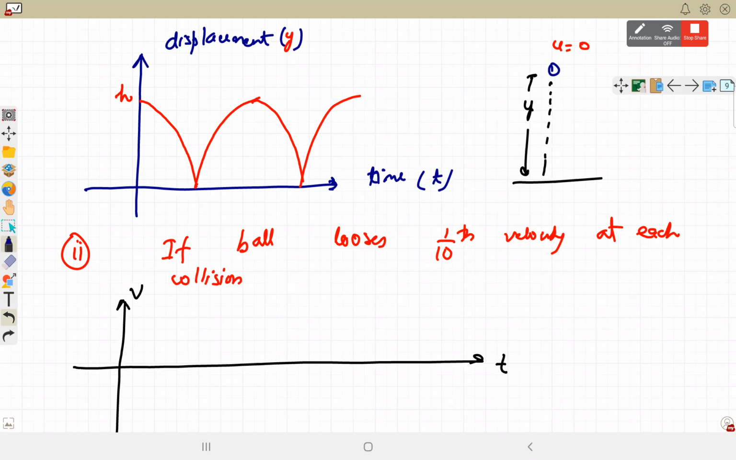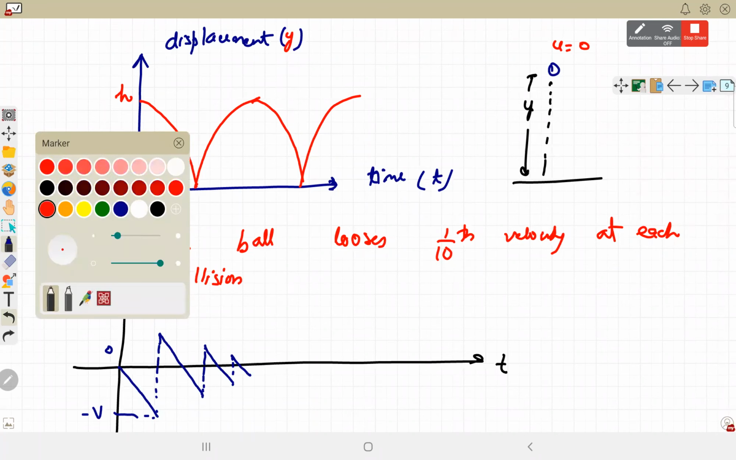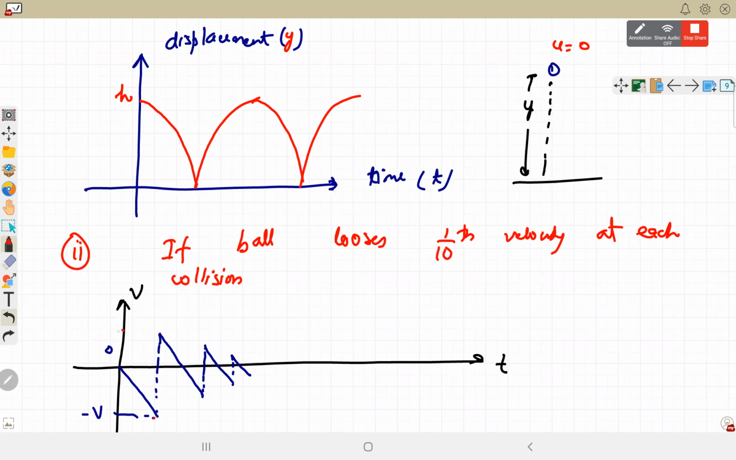If in collision it loses 1/10th of the speed. So ये पहली बार 0 से -v, and then it bounces back to 9/10th of v. Next time 81/100, and next time so on. So every time in the collision it loses some of its velocity, so it bounces back not to v, it goes back to 9v/10, and so on. It will stop after a very short period of time.